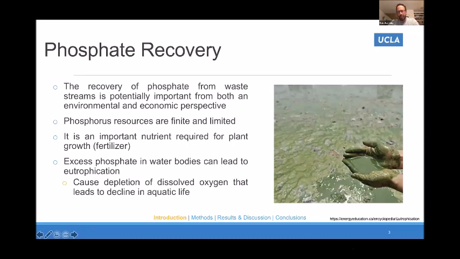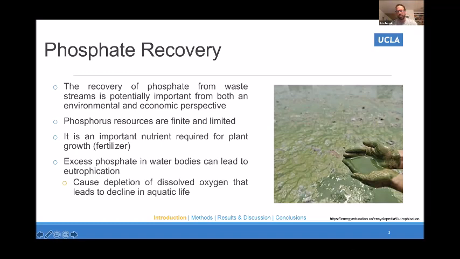We want to recover phosphate from various waste streams because basically three reasons. Phosphate resources are finite and limited. Although we're not running out of phosphate anytime soon, this will at some point become an issue.